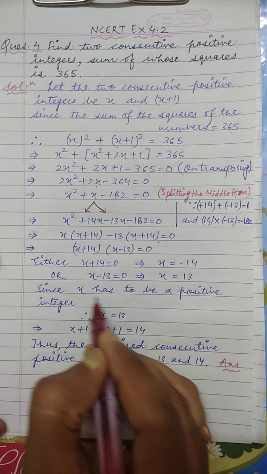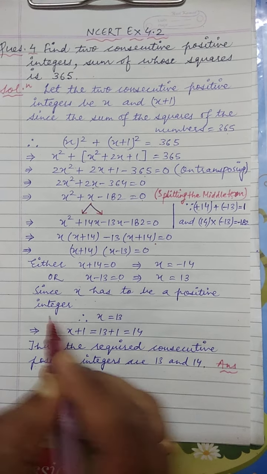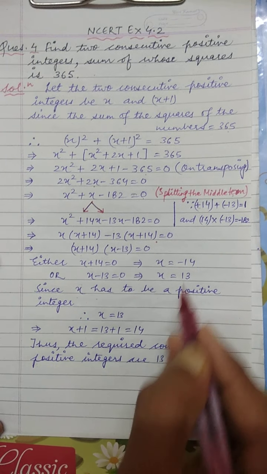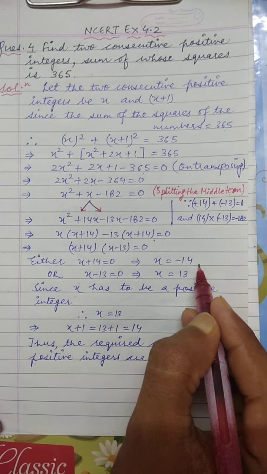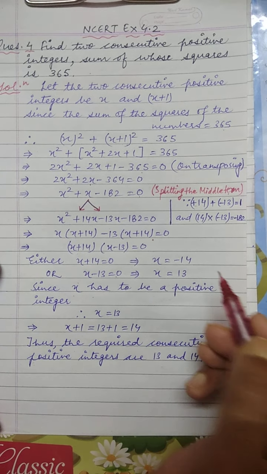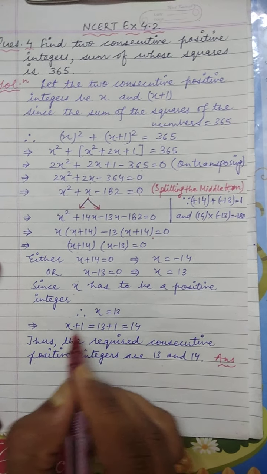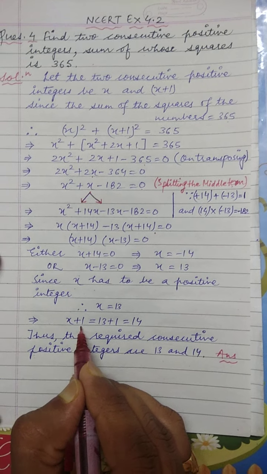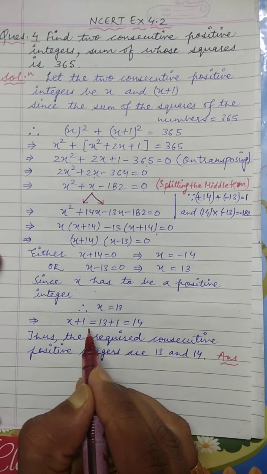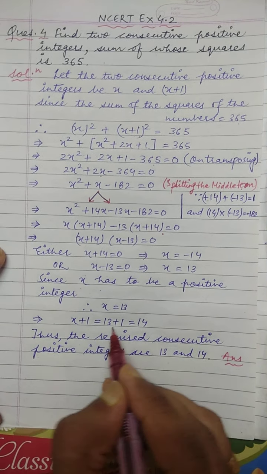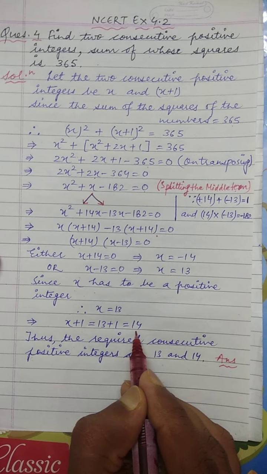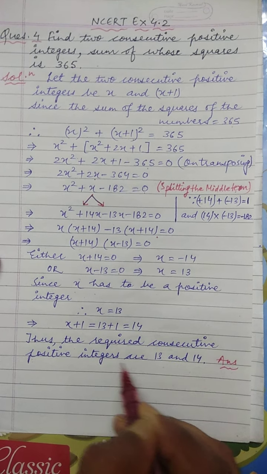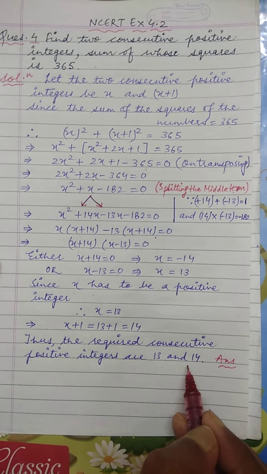And since x has to be a positive integer, therefore x is equal to 13. The value minus 14 will not be taken. Now x is 13, therefore x plus 1, which is the second positive integer, will give you 13 plus 1, that is 14. Thus the required consecutive positive integers are 13 and 14.